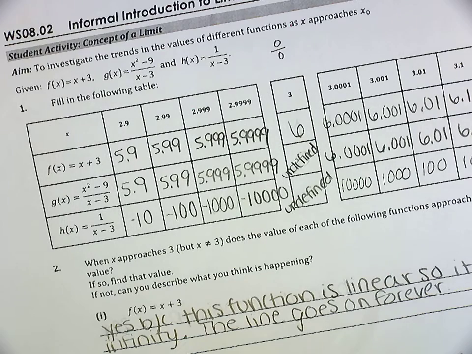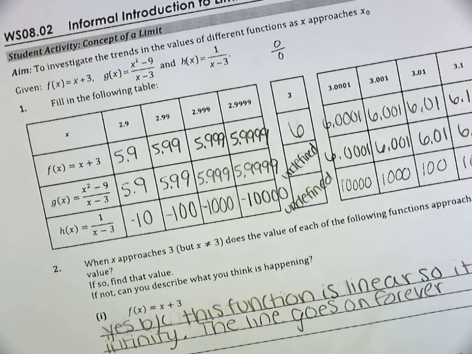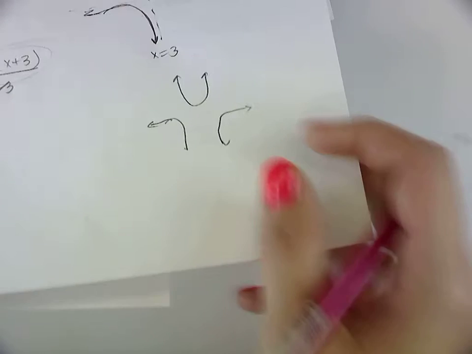So for 1 and 2, you are going to say that it is approaching the number 6. It's getting very, very close to 6. But for the last one, it looks like from one side it's approaching infinity. From the other side, it's approaching negative infinity.